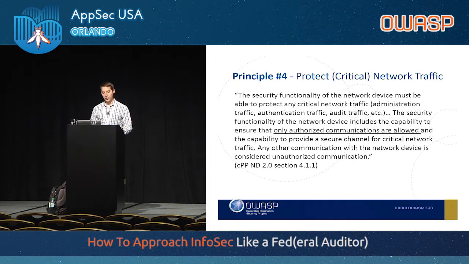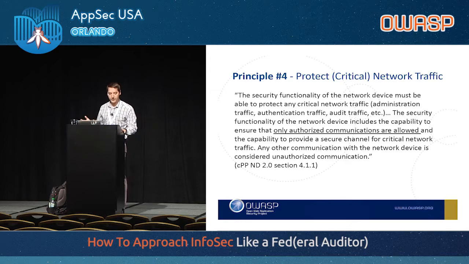All right, so that covers the abstract portion of how to look at security. The next couple of slides are just going to talk about a little bit more in-depth crypto. So on the screen, what I have is a threat from the Common Criteria Network Device Protection Profile. Essentially, it's talking about exactly how network traffic to and from the device needs to be protected. And essentially, it says that any critical network traffic has to be protected, and the device has to ensure that only authorized communications are allowed, and that those authorized communications are protected and over a secure channel.